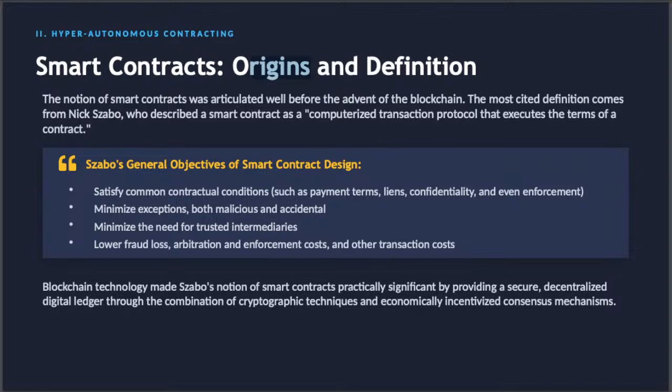Let's look at smart contracts now, the origins and definition. The notion of smart contracts was articulated well before the advent of blockchain. The most cited definition comes from Nick Szabo, who described a smart contract as a computerized transaction protocol that executes the terms of a contract. So, Szabo's general objectives of smart contract design. First, satisfy common contractual conditions such as payment terms, liens, confidentiality, and even enforcement. So that's our first step, pre-contractual there, as we saw from the comment.